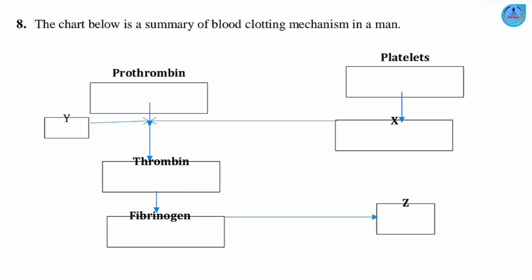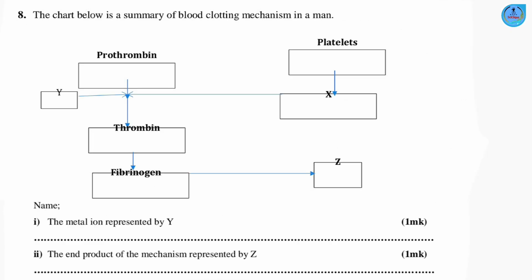Question number 8. The chart below is a summary of a blood clotting mechanism in a man. So let's take a moment to look at the chart. Kindly pause the video if you require more time. Name the metal ion represented by Y. This, of course, is the calcium ion. Roman number 2, the end product of the mechanism represented by Z. This is going to be fibrin.